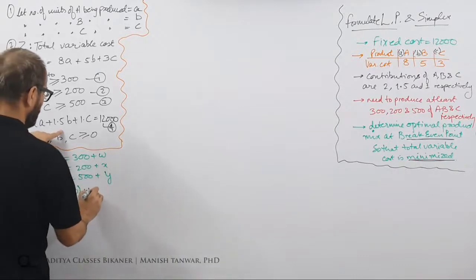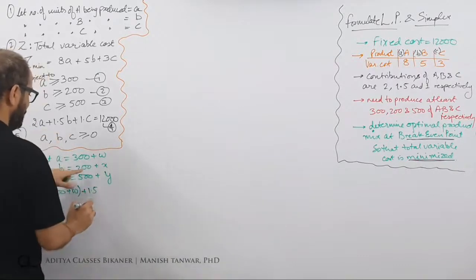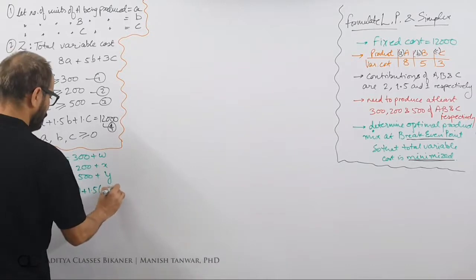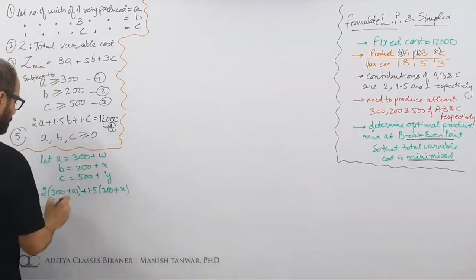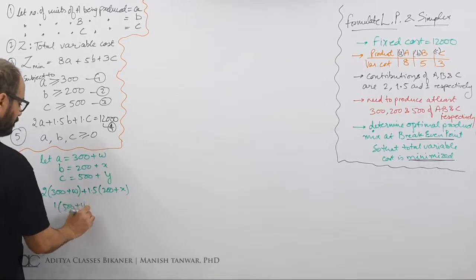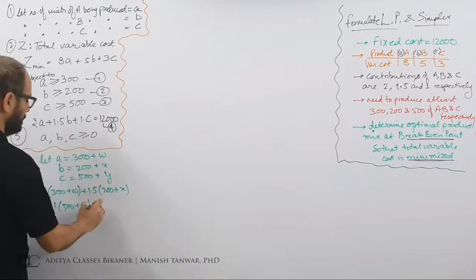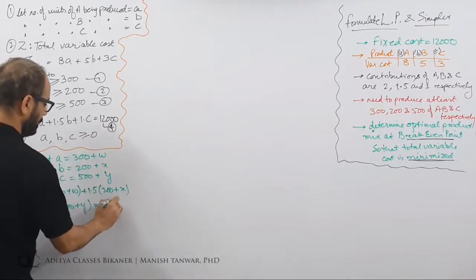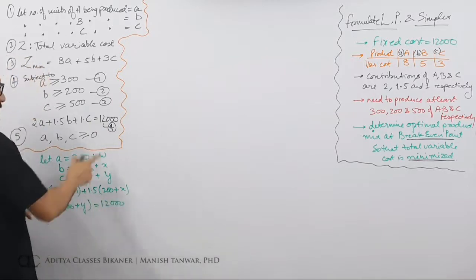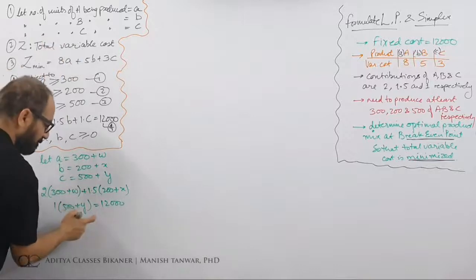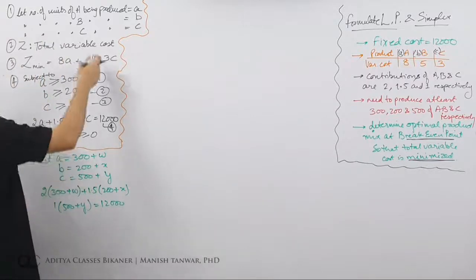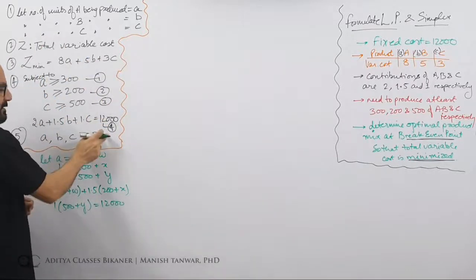Plus 1.5 B. B is this, 200 plus X, plus 1 into C, that is simply C, that is 500 plus Y. All this should be equal to 12,000. This is one constraint. These 3 substitutions have ensured that these 3 constraints are gone. This is my first constraint, first and only constraint. I had 4 constraints, 3 are gone. This is the only constraint.